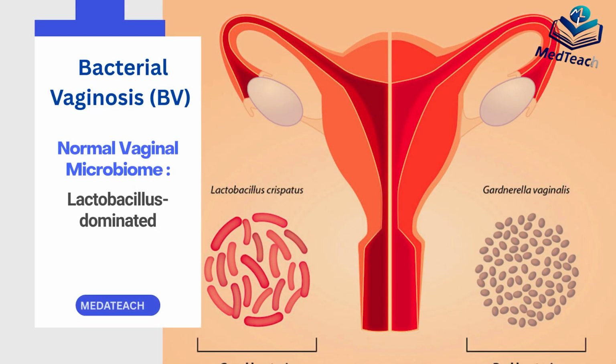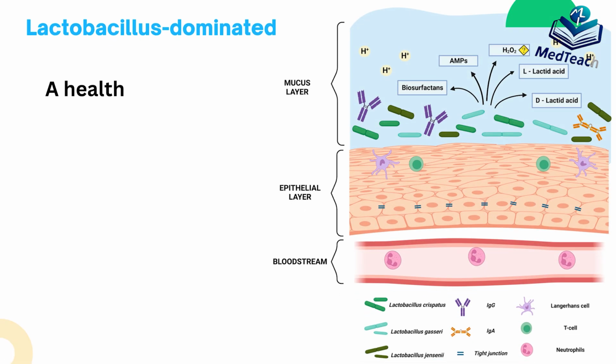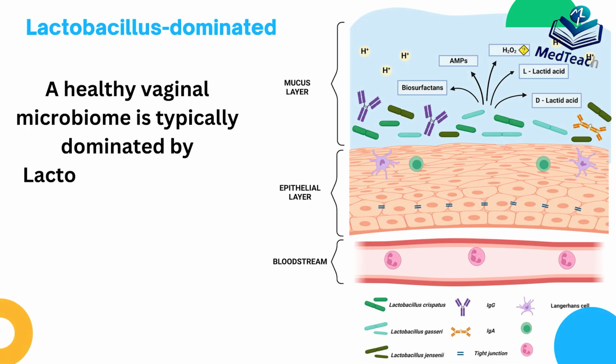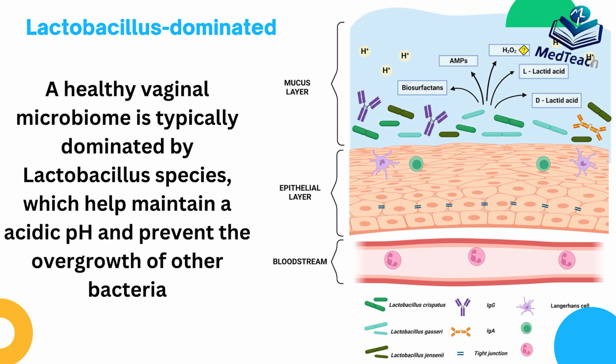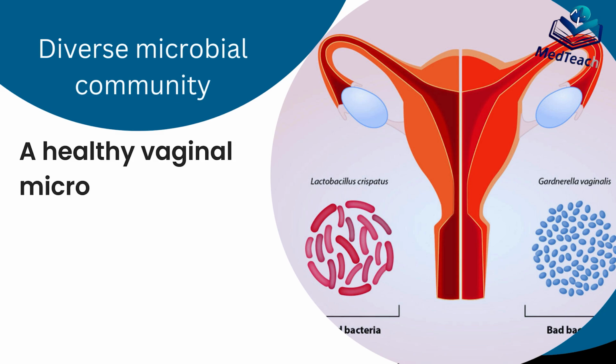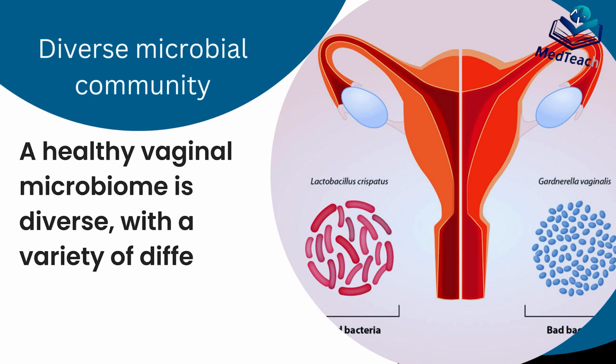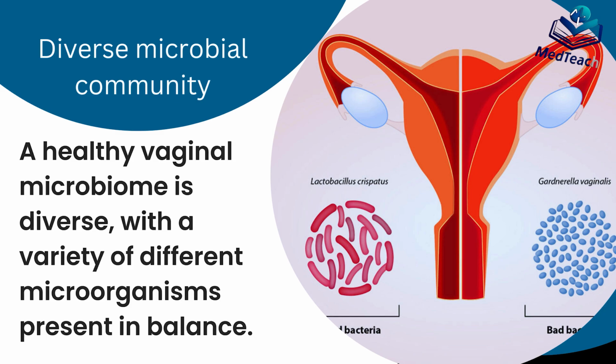Normal vaginal microbiome is usually lactobacillus dominated. A healthy vaginal microbiome is typically dominated by lactobacillus species, which helps to maintain an acidic pH and prevent the overgrowth of other bacteria. A healthy vaginal microbiome is diverse, with a variety of different microorganisms present in balance.